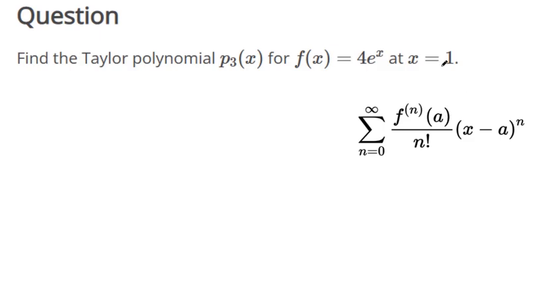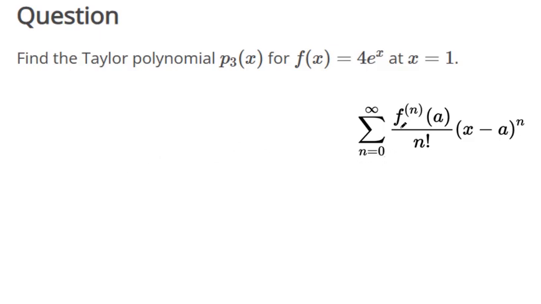That's always your center. In this case, the center looks like we want it centered at 1. Then you divide by whatever derivative number you're on, factorial. And then it's times x minus that center to the nth power. Okay, so it'll make more sense when we do it.